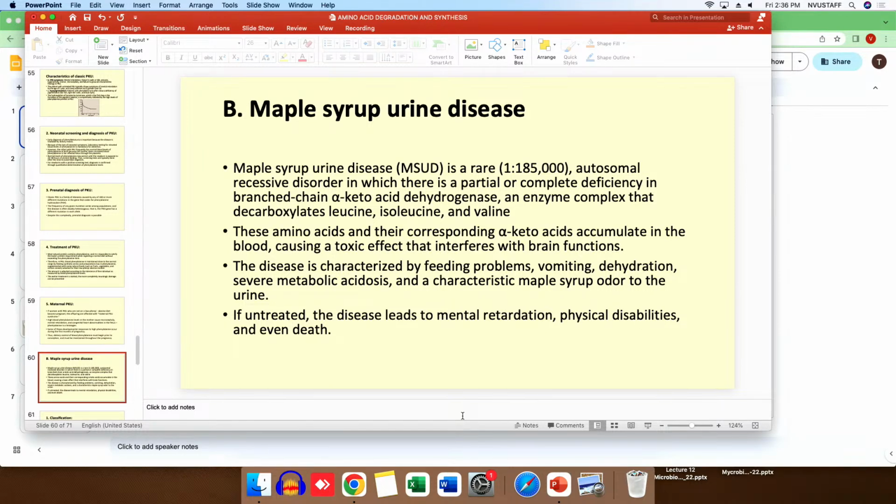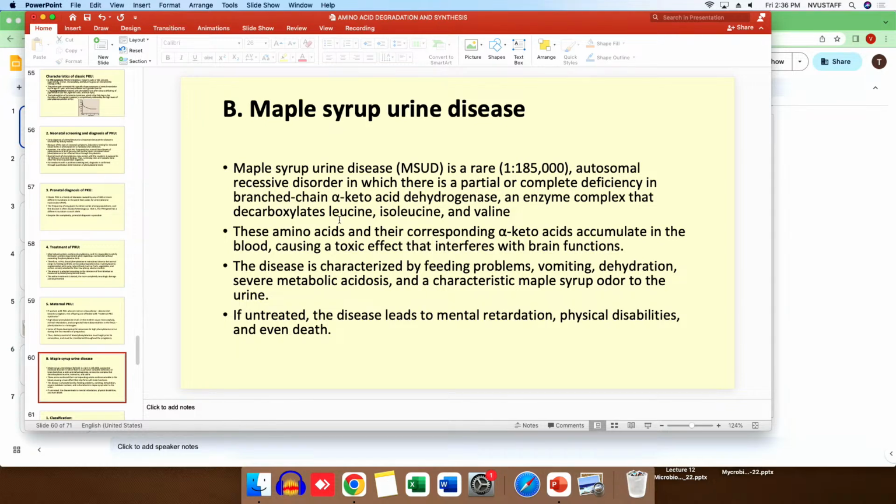Now we can move to maple syrup urine disease. I mentioned it multiple times. We already know what it is. We can now focus more on the clinical signs and symptoms. First of all, is it a common disorder? Not that much, especially compared to phenylketonuria. The prevalence of phenylketonuria was 1 case per 15,000. Here it's 1 in 185,000. It's quite rare. An autosomal recessive condition, with deficiency in branched-chain amino acid dehydrogenase.